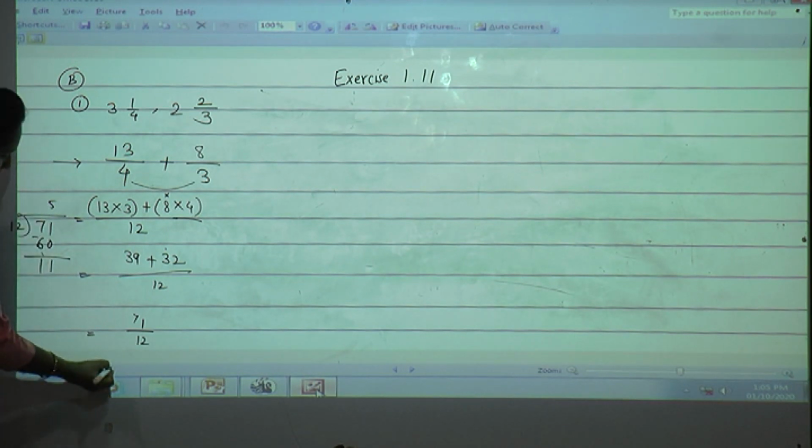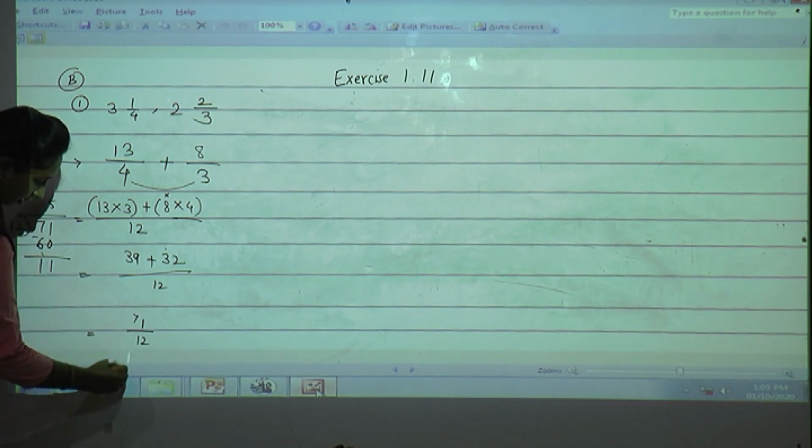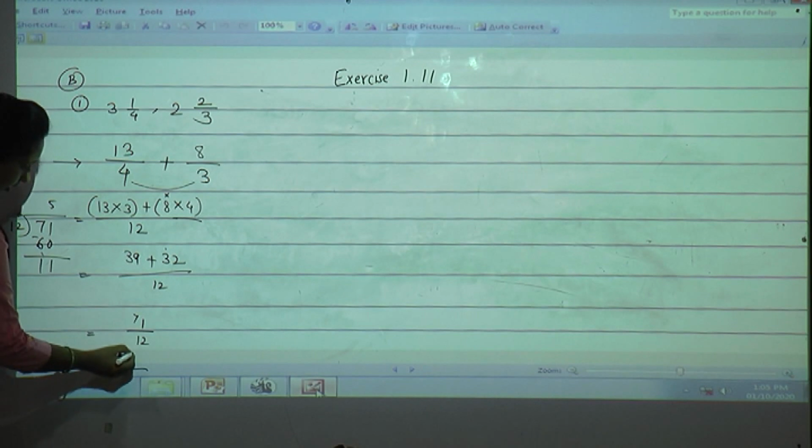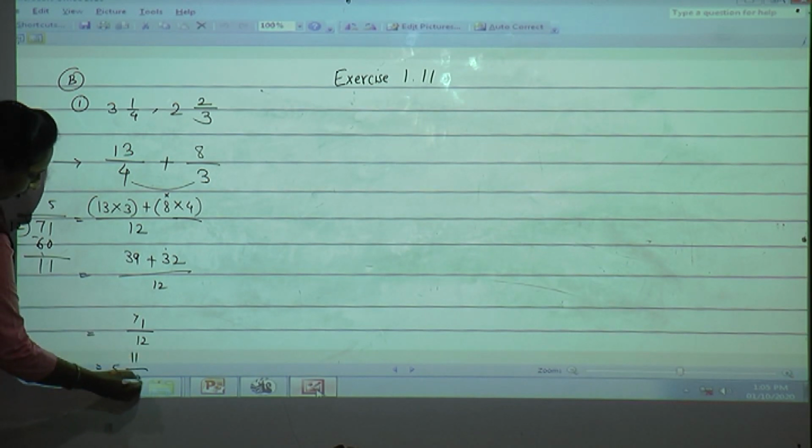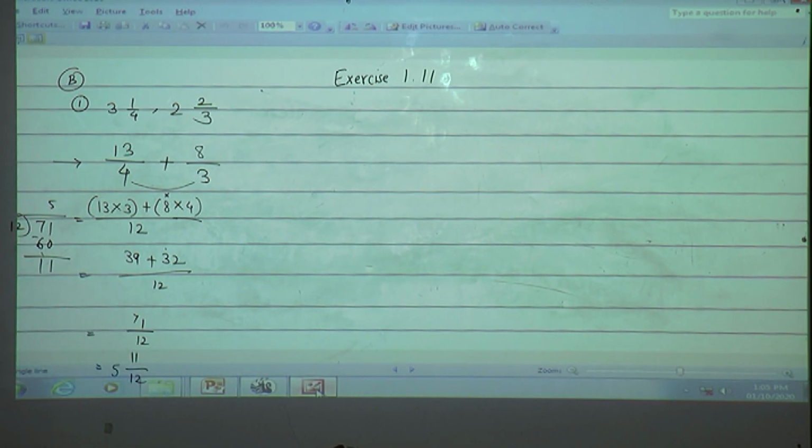Now how to write the answer? Tell me. First what we write? Quotient. Then remainder and denominator as it is. Clear? See, 1 2 3 4 5, within 5 steps we have completed. Okay, now today we are going to use this method only to solve the next question.